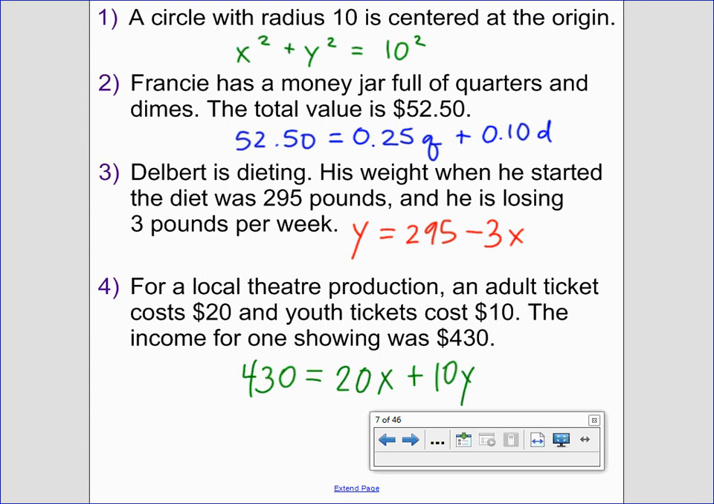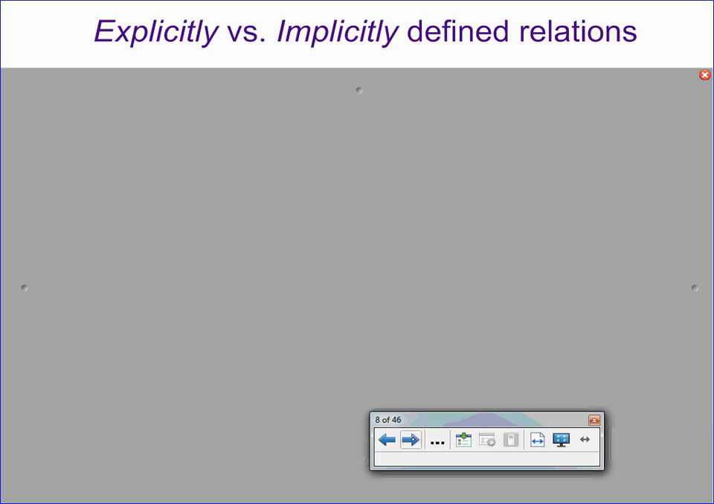And how can you see that in the equation? Well, in the equation, both variables are on the same side of the equal sign. Absolutely. And so in an implicit relation, we've got independent and dependent variables mixed up on the same side of the equation. In an explicit relation, we have one variable isolated on one side of the equal sign alone, written in terms of one or more other variables. And that's exactly our defining characteristic.